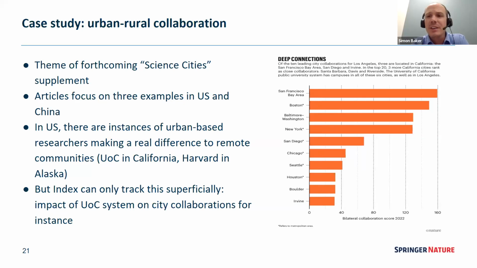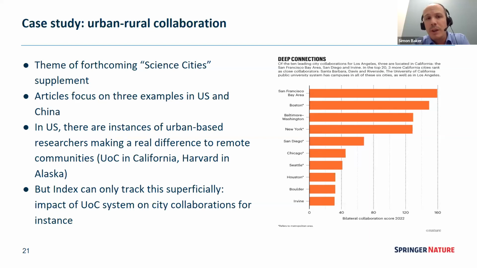And if you actually look at the index data, it's quite difficult to do because obviously most academic institutions are based in cities, and as I was saying in the previous slide, if you're working with community groups that maybe don't feature as authors on a research paper, then how do you track that collaboration in terms of published research?